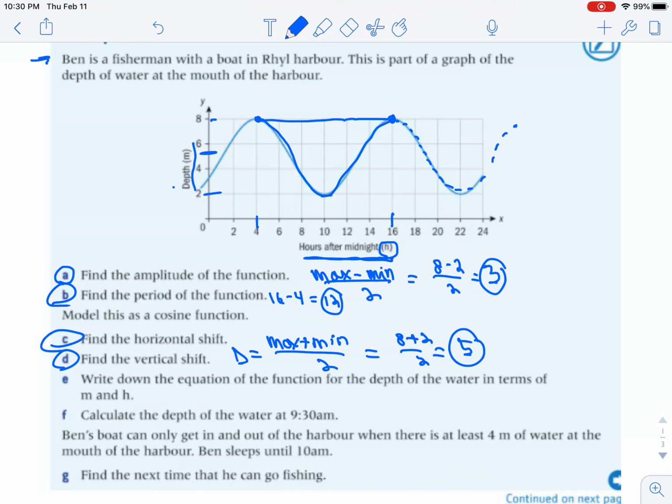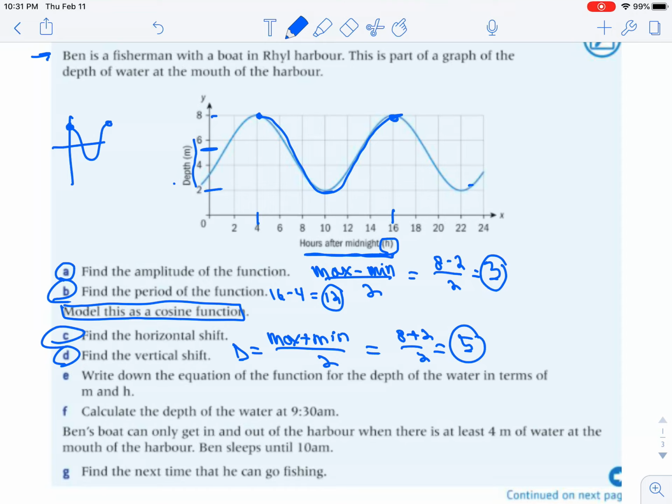The horizontal shift does depend on what kind of a function you're going to write, and this says to model this as a cosine function. So if we're going to model it as a cosine function, then I think that this little piece that we just chose is a pretty good choice. Starting here, coming down and going up like this, because the original cosine graph, the one period that we use for the parent function, looks like that. So we have all of the values that we need.